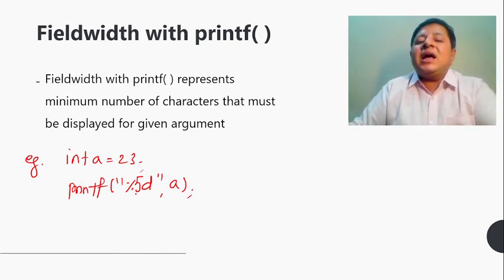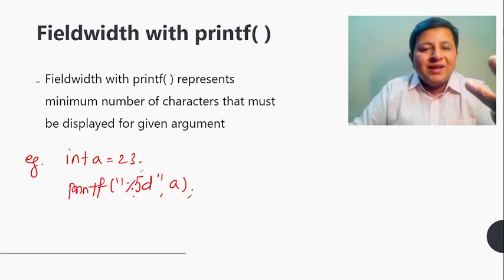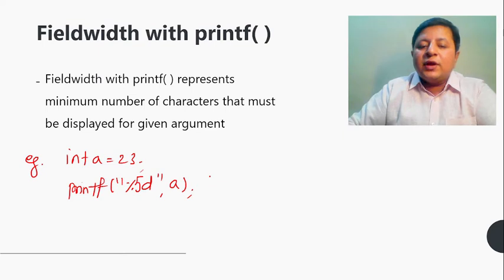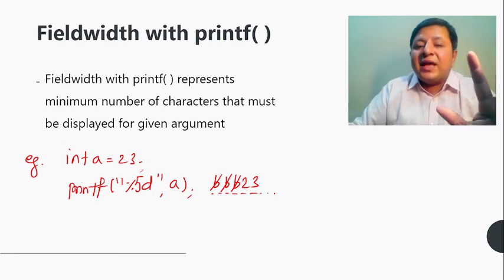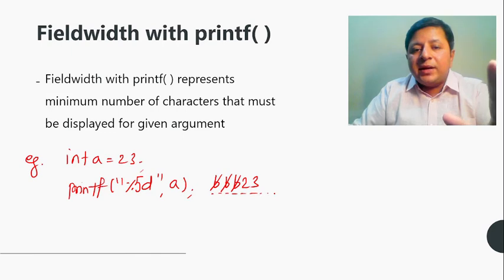So how many extra padding characters do I need? 3, because I already have 2. If you look at the output for this, it is going to be blank space, blank space, blank space, and then 2, 3. You can see the fill width is being kept properly as 5. It did not print fewer than 5. So for the given argument, 5 characters are being displayed.